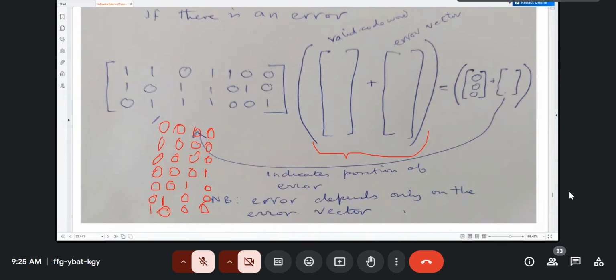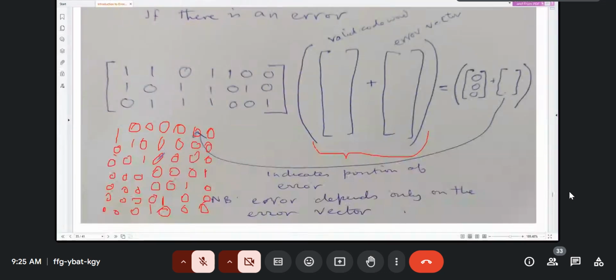I can even do it here. 0, 0, 1, 0, 0, 0, 0. Then you can have 0, 1, 0, 0, 0, 0, 0. The other one is 1, 0, 0, 0. So we are saying the error vector can be one of these.